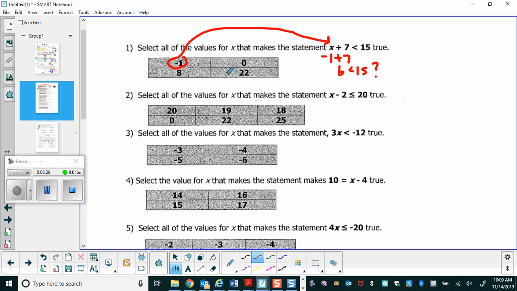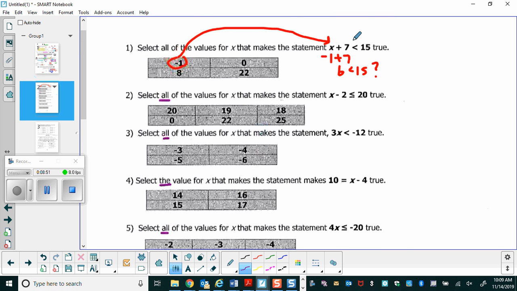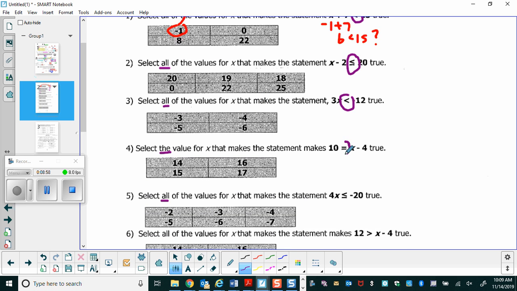So now you're basically just going to take all of these other numbers and plug them in for x. And if it is a true statement, then you circle it. And if it's not, you wouldn't circle it. Let's take a look at number 4. Just be careful here. For number 4, notice it says select the value that makes this statement true, while for all of the other ones, it says to select all possible answers. And that's because you'll notice that for 1, it's an inequality, inequality, inequality. So we're expecting more than one answer. But over here with the equation, only one of these will work.